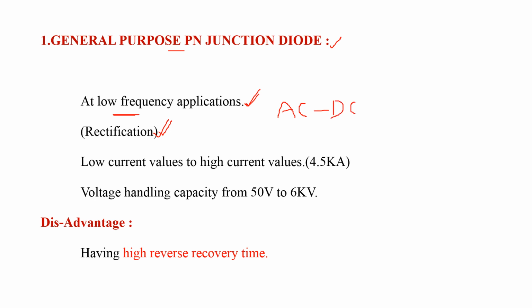Coming to the current handling capacity of the general purpose PN junction diode, it is from low current values to high current values, that is from 0 amperes to 4.5 kilo amperes. Similarly, the voltage handling capacity of the general purpose diode is 50 volts to 6 kilo volts. And this type of diode has one disadvantage, that is it has a high reverse recovery time. This is about the general purpose PN junction diode.